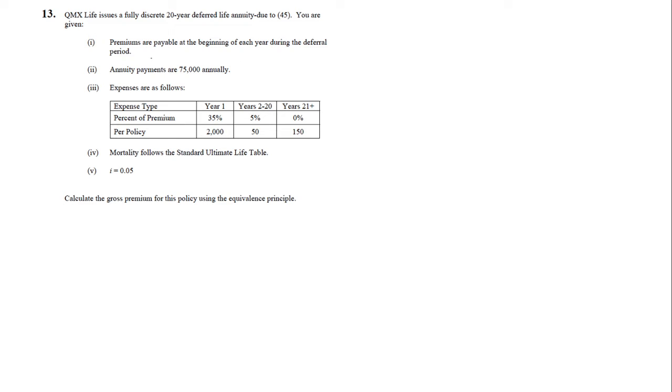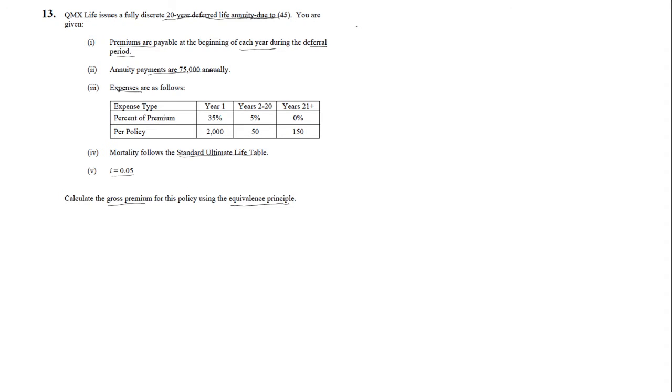We're given a fully discrete 20-year deferred life annuity due to age 45. Premiums are paid at the beginning of each year during the deferral period. Annuity payments are $75,000 annually. We're given the expenses. We can use the standard ultimate life table with the interest rate of 5%. We want to calculate the gross premium for this policy using the equivalence principle.